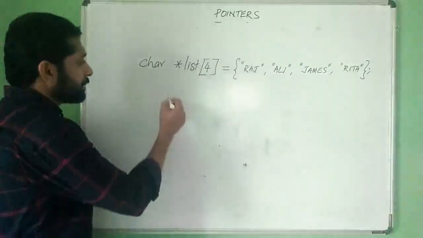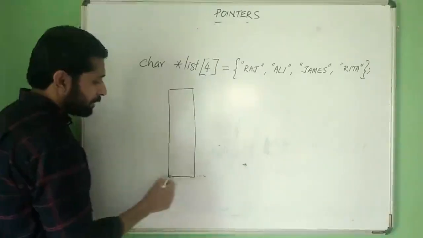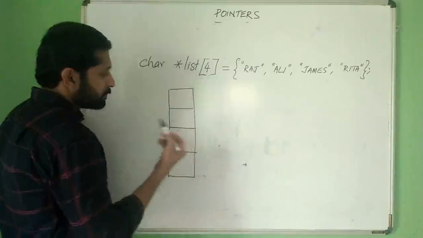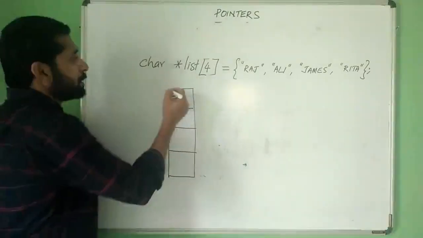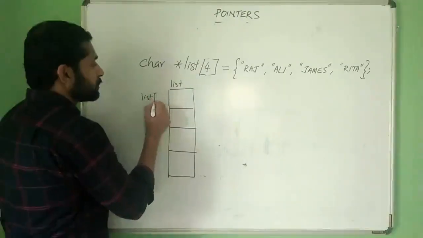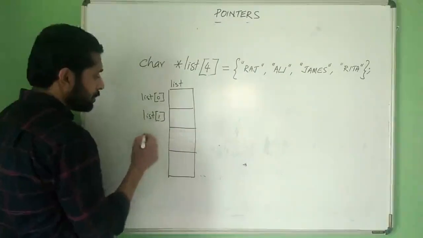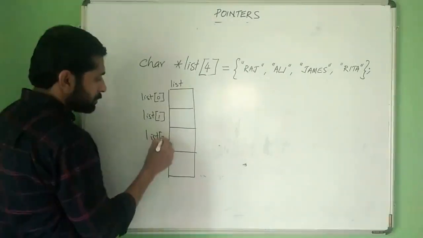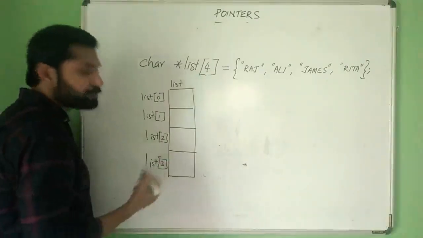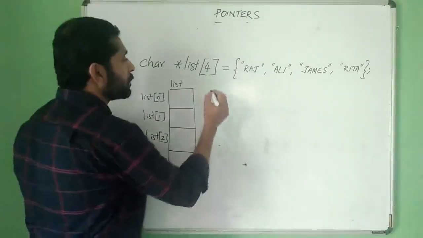So it will create an array like this. This is the array. It has 1, 2, 3, 4 locations. Name of this is list. This is list of 0, this is list of 1, this is list of 2, this is list of 3.